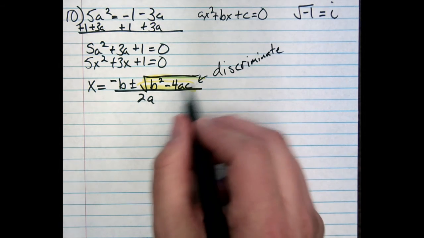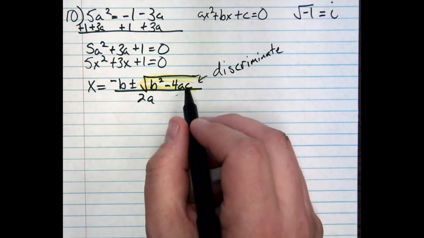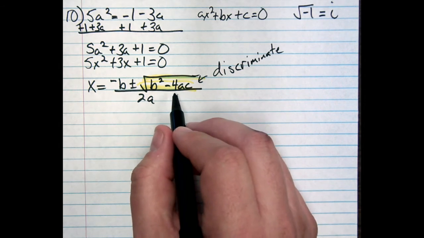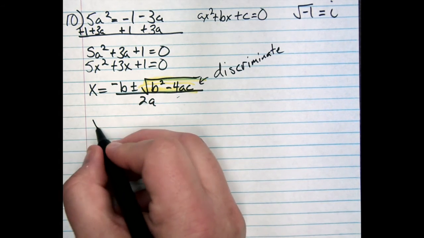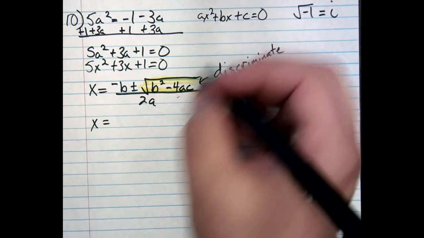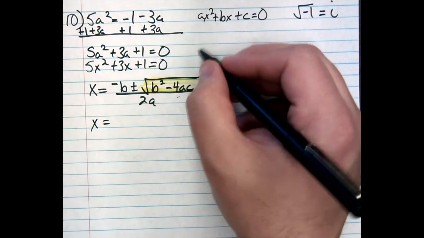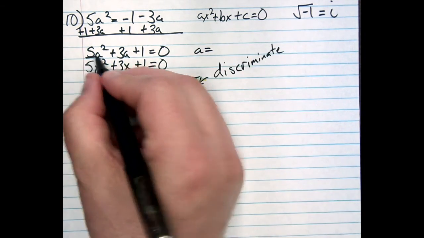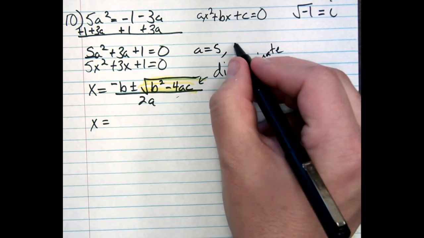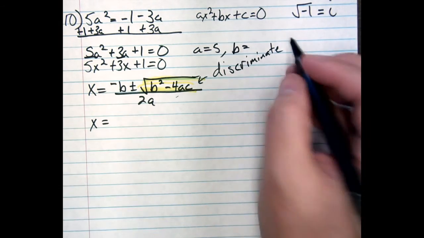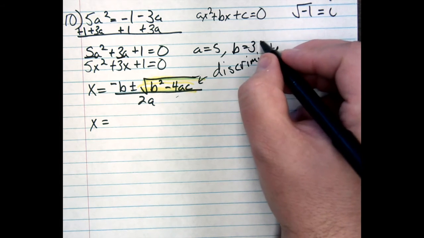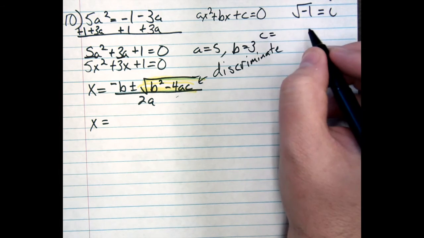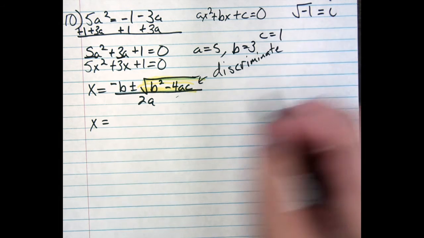Sometimes we just solve to see, in other words, if I wanted to see if this had a real number solution, I would just solve the discriminant, and if it was negative, then I knew I had an imaginary. But we're going to do everything. So I've got x is equal to negative b. Oh, wait, let's figure out what our a, b, and c are. So I've got a is equal to 5. b is equal to the number in front of this, which is 3, and then c is equal to 1.